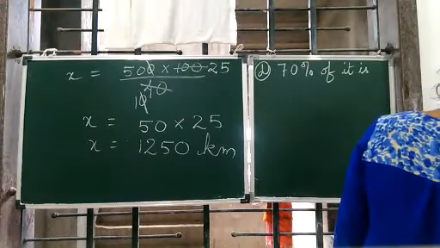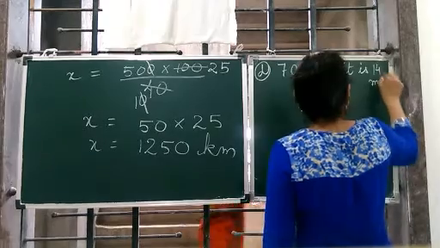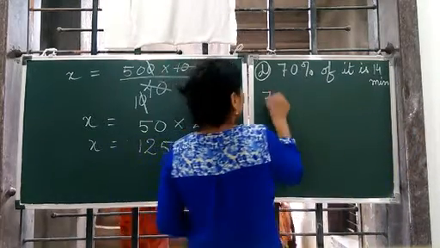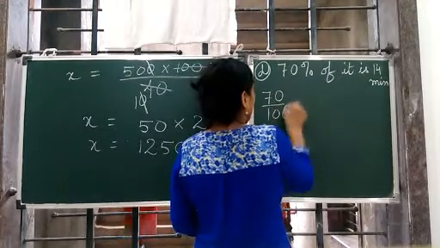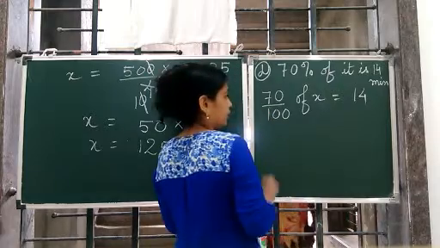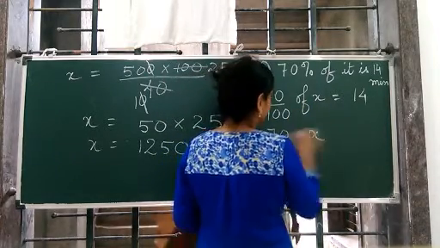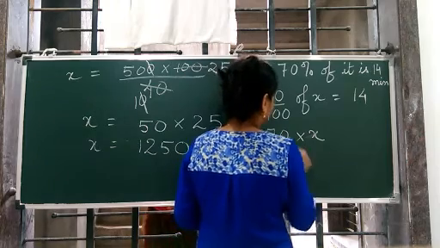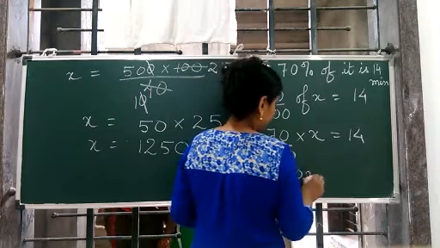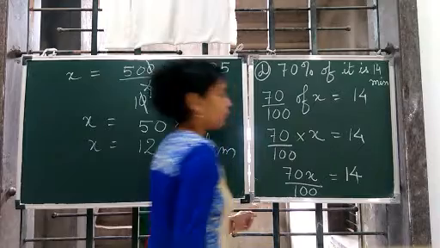Of it is 14 minutes. So again we write the mathematical solution for it. 70 per 100 of x is equal to 14. Of means multiplication. So 70 into x, 70x upon 100 is equal to 14.